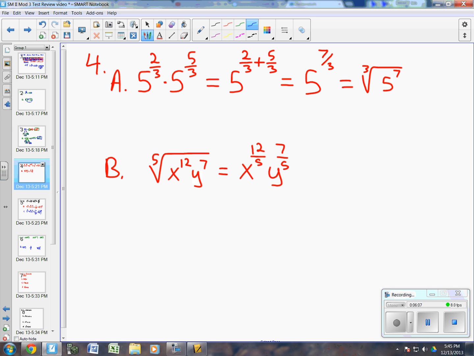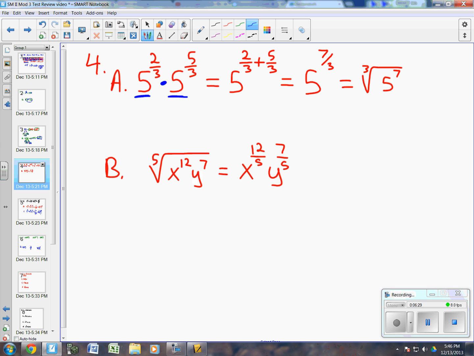Okay, well, we know that if the bases are the same, which they're both 5, and we're multiplying, which we are, then all you have to do is add the exponents. So the 2/3 and 5/3 are the exponents, so it's 5 to the 2/3 plus 5/3. That's one of our rules of exponents we learned. You actually learned it in Secondary Math 1. We're just using it with rational exponents.